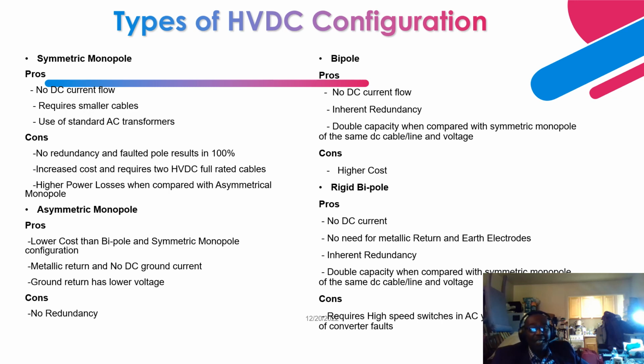Like I made mention, it has a positive and negative pole. So when one pole is out, that is when the switching takes place. The switching is done to remove the faulted converter. It also has a double capacity, quite similar to the bipole configuration. And the drawback or disadvantage is that it requires high-speed switches located in the AC switchyard, that are able to switch out the faulted converter and get back the converters that are not faulted.